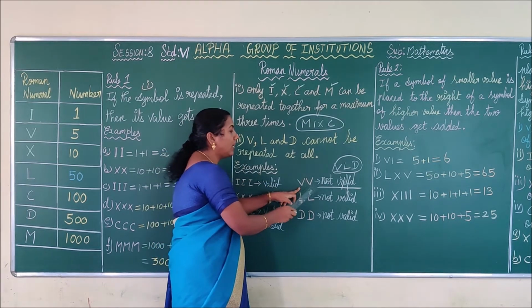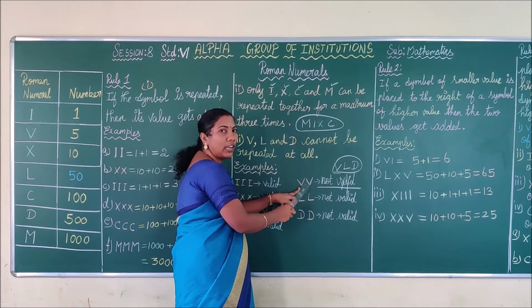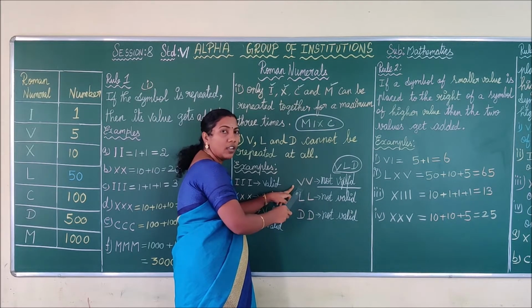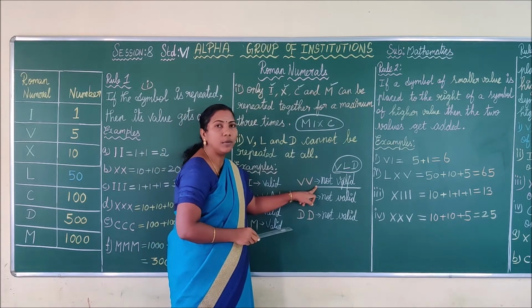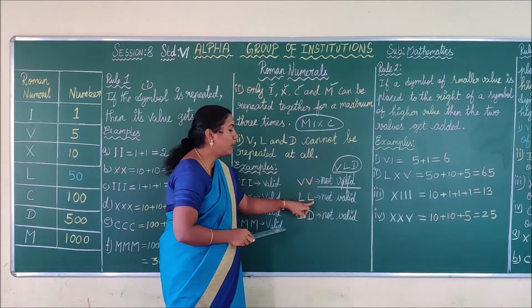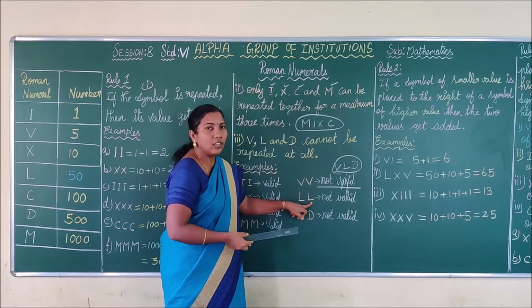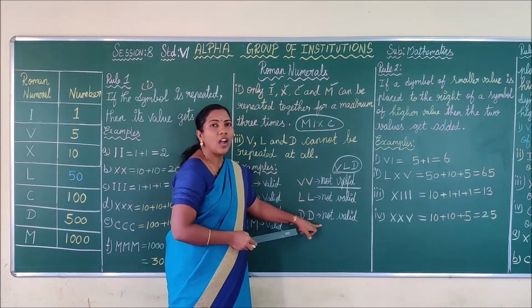See here, V and V repeated together. If repeated together, you have to add the values. The value of V is 5. 5 plus 5 is 10. For 10 we have a separate symbol, X. So this is an invalid symbol. Similarly L. What is the value of L? 50. So 50 plus 50 is 100. We have a separate symbol for 100. That is C. So this is an invalid symbol. So this is the reason for not valid.